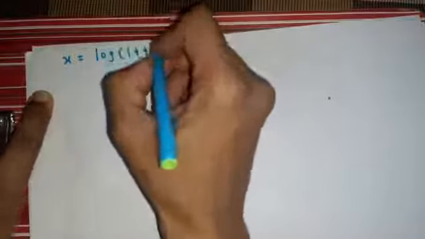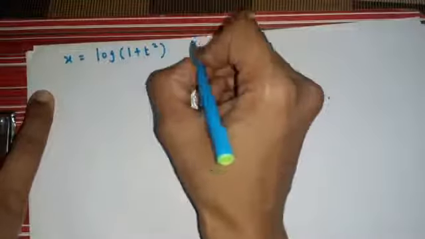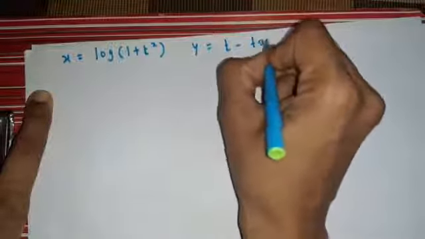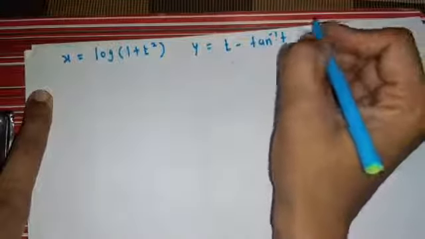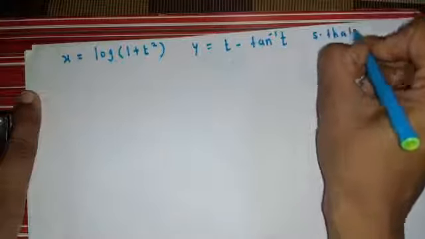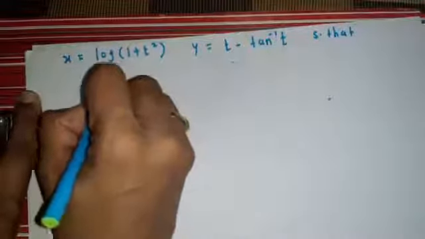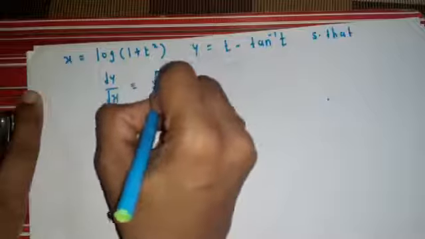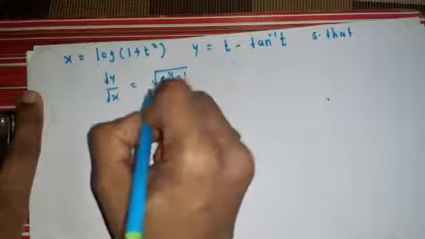If x equal to log of 1 plus t square, and y equal to t minus tan inverse of t, then show that dy by dx equal to square root of (e raised to x minus 1) upon 2.